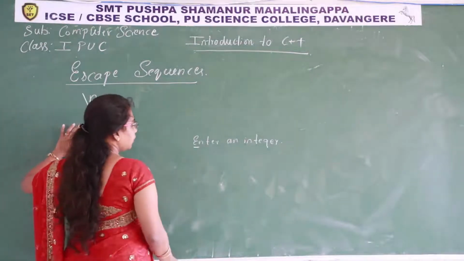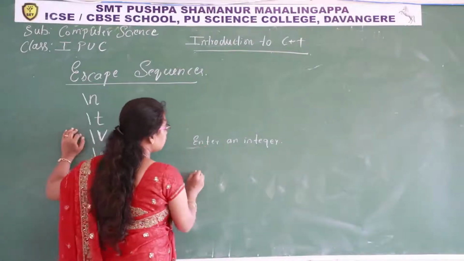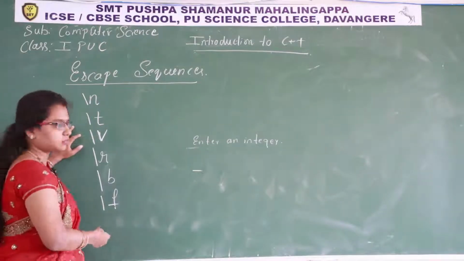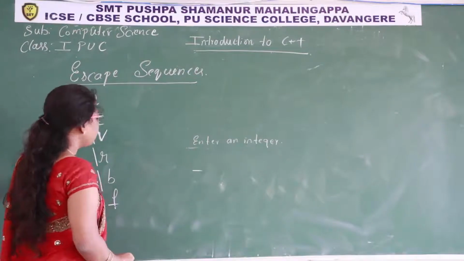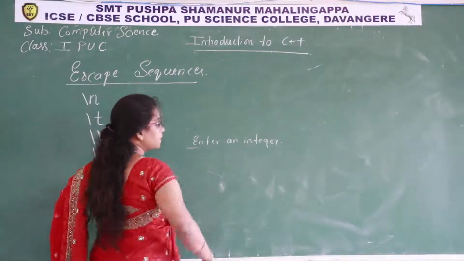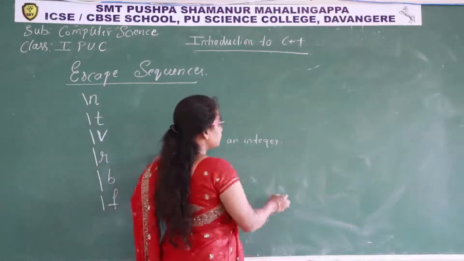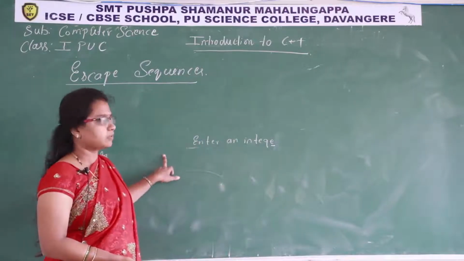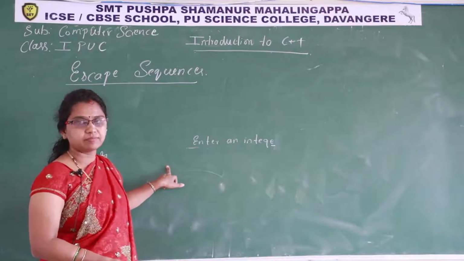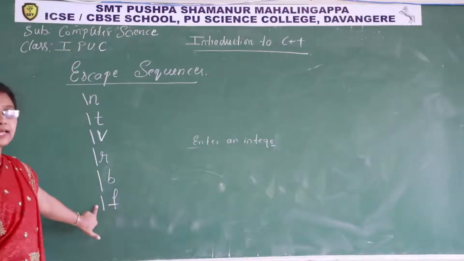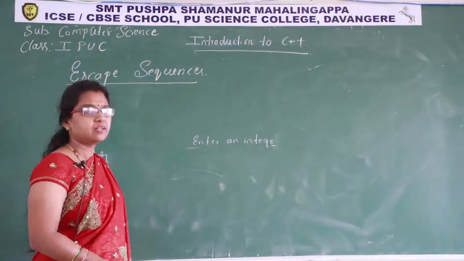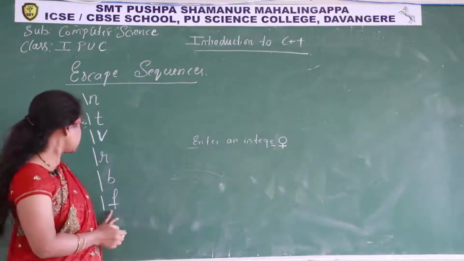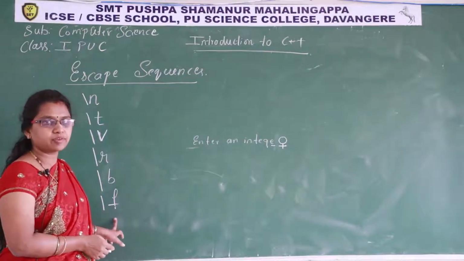\v is vertical tab. If you give \v, the cursor moves by a vertical tab, not to the next line. Then \b. If I give \b in the source code, what happens? The character will be erased and the cursor will come back here. It's like a backspace. Next, \f, form feed. We call it a form feed. It displays a character like this. So this is \f, we call it a form feed.